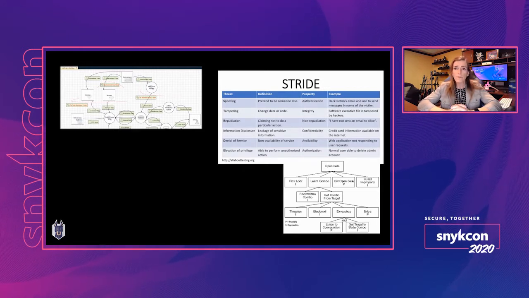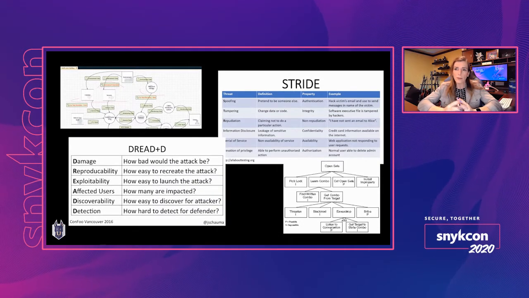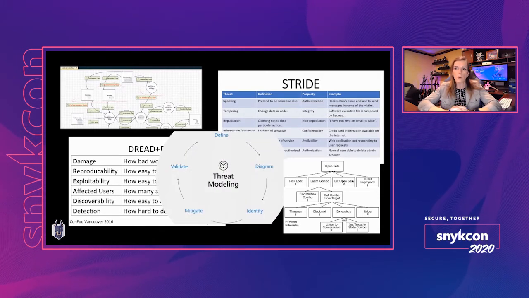But that wasn't enough. Then we had to look at, how do we risk rate these threats? And we came up with this thing called DREAD. And DREAD talks about risks in terms of what kind of damage can they cause, are they reproducible, are they exploitable, how many users are affected, and who are those users, and how discoverable are these threats, etc. And then we lay this all into this model where we're supposed to do it over and over and over again.